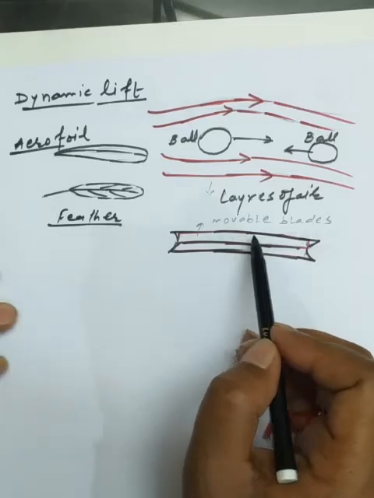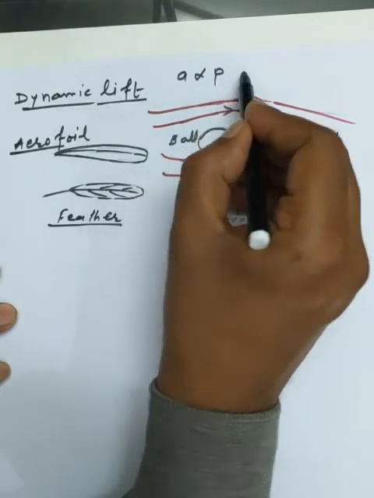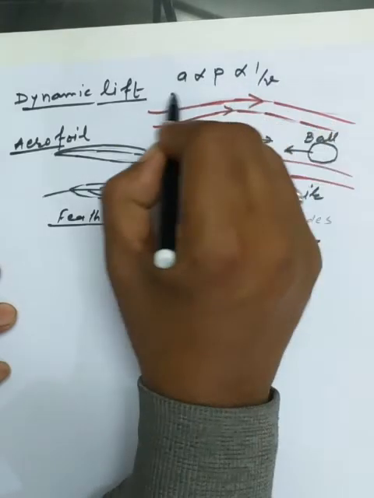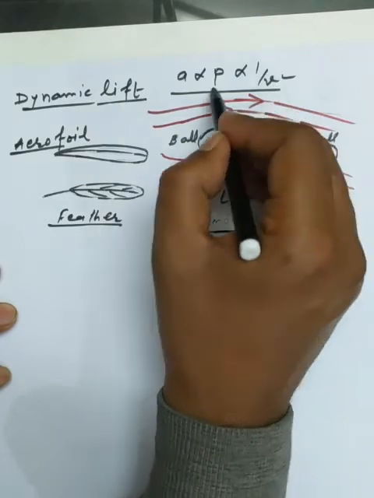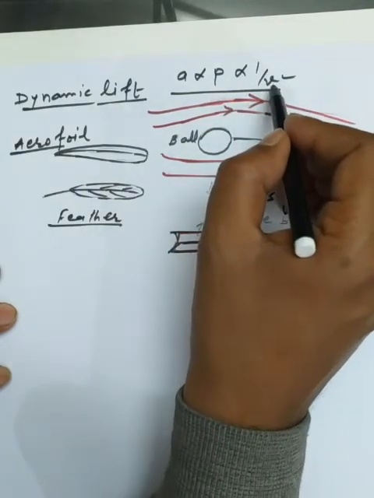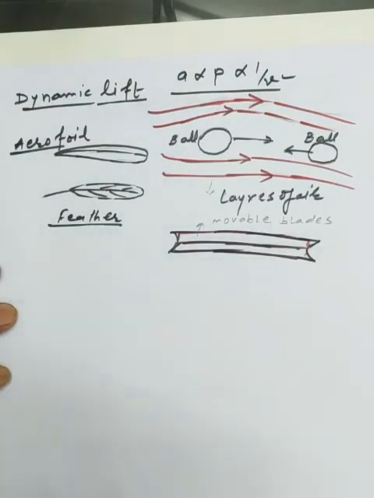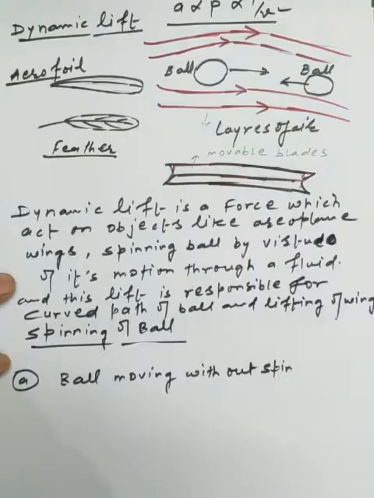And we are simply using the basic concept that pressure is inversely proportional to 1 upon V. When the velocity is maximum, the pressure will be minimum, and vice versa: when the velocity is minimum, the pressure will be high. So how can we use this concept for the movement of different kinds of objects in the air? We will discuss it here.